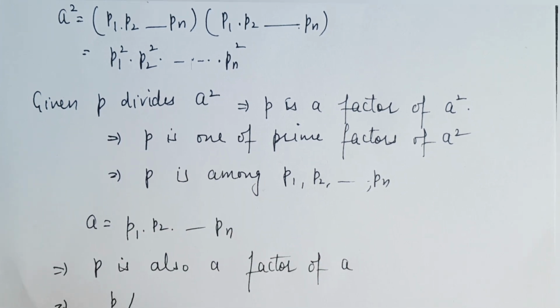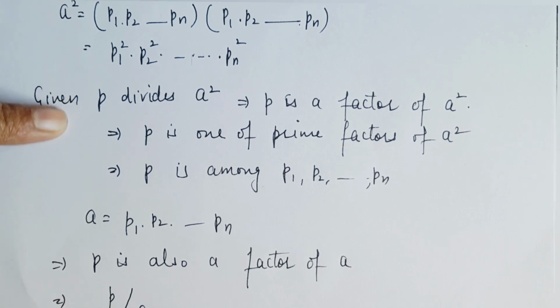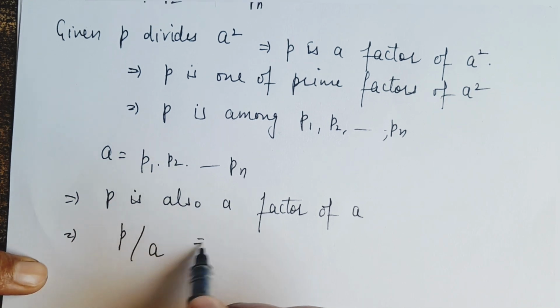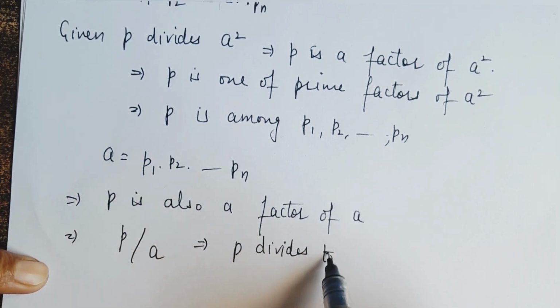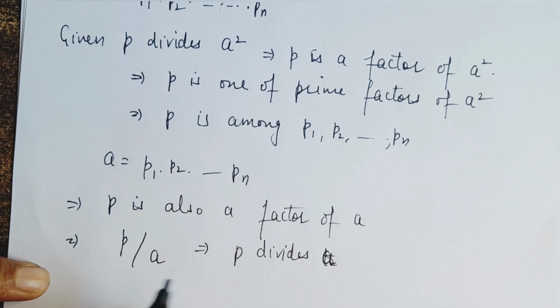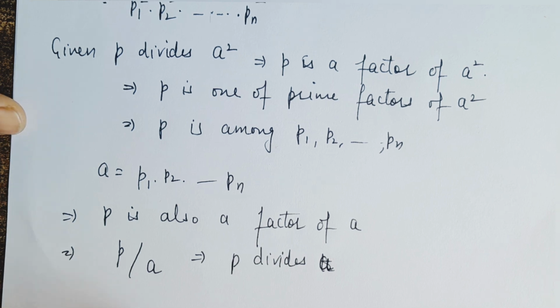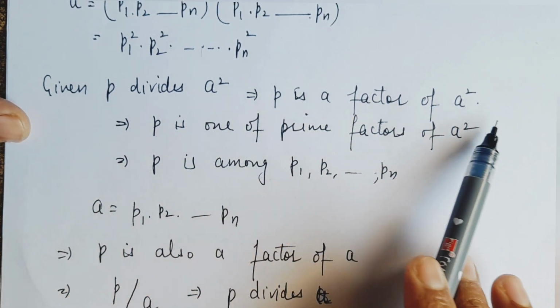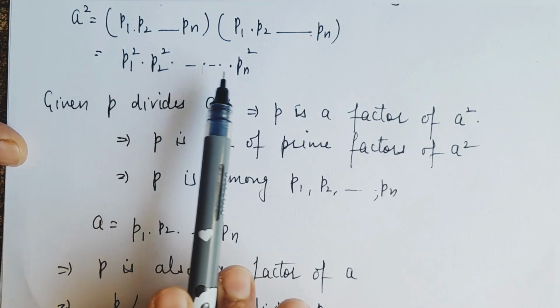So if P divides A, that's what we want to prove. We have taken that P divides A square here, and we have proved that P divides A. This is the notation to write P divides A. So hence we have proved using the fundamental theorem of arithmetic that if a number P divides A square, then P will be a factor of A square, and the only factors of A square by the fundamental theorem are P1, P2, up to Pn.